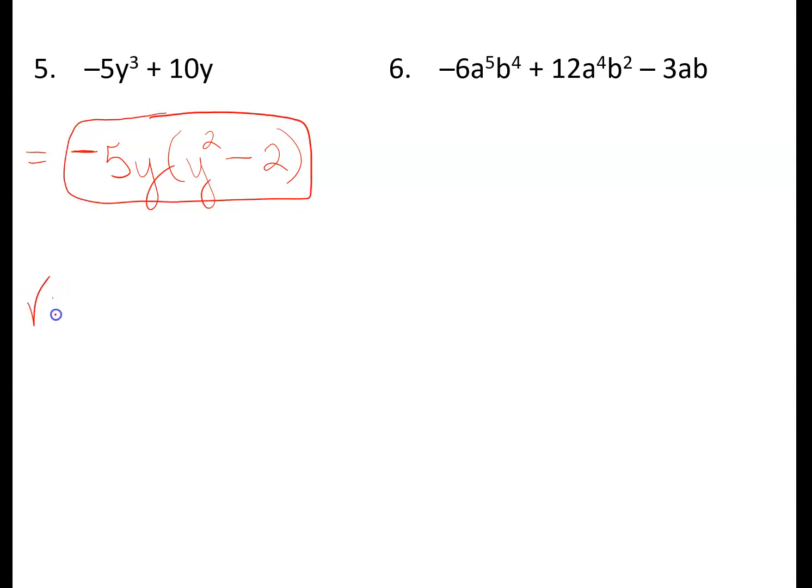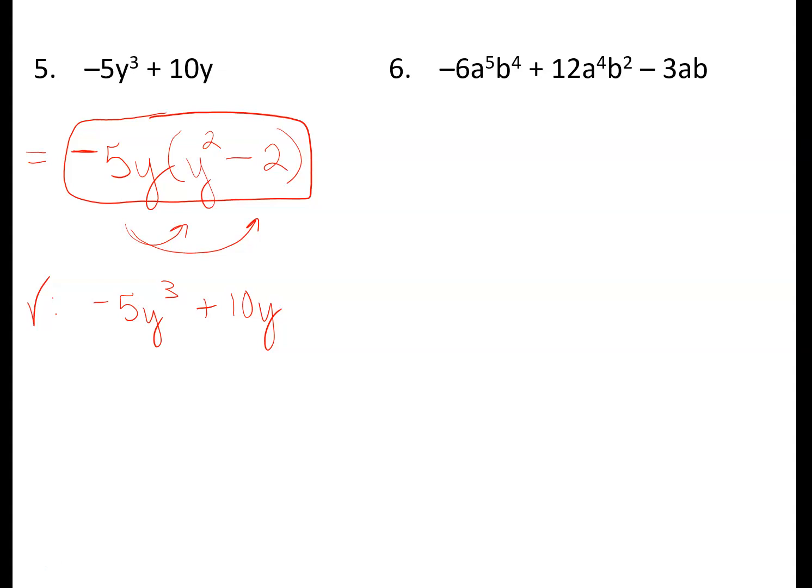Let's check it. If we distribute, negative 5y times y squared would be negative 5y cubed. And negative 5y times negative 2 would make a positive 10y, which is equal to our problem. Definitely a good idea to check there to make sure you have the signs correct.